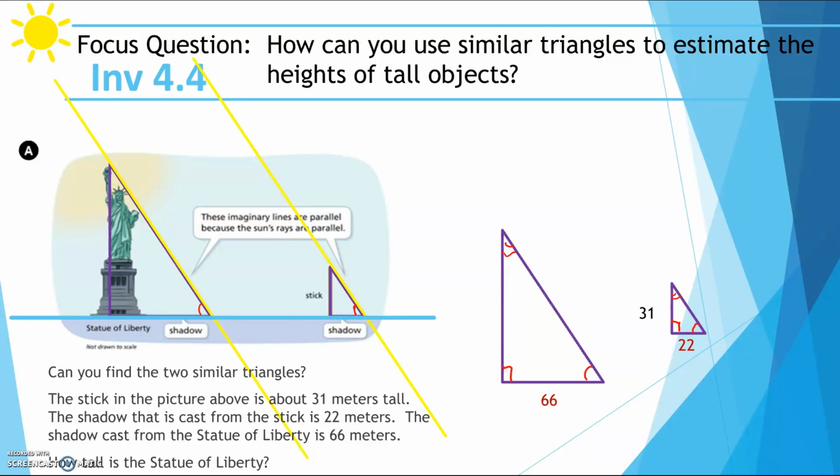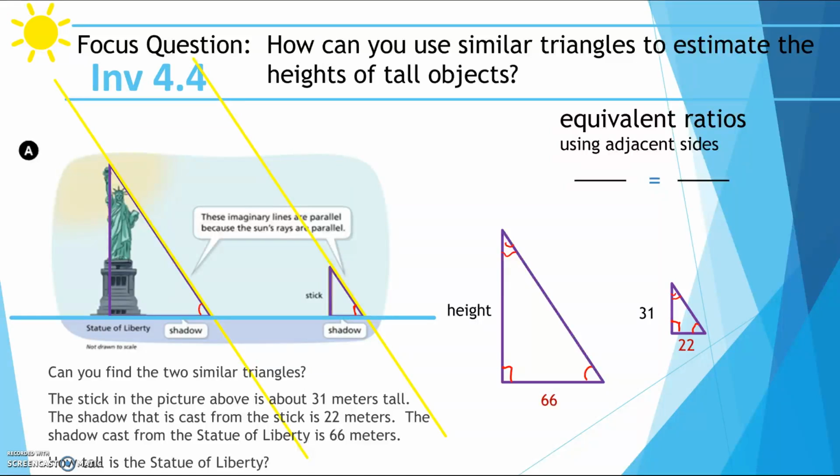So now we're going to use the idea that these are similar. And we are going to try to find this missing side length here, the height of the Statue of Liberty, or the height of our larger right triangle. And I'm going to do this by setting up equivalent ratios like I did in the last video. This time I'm going to use equivalent ratios using adjacent sides. This is one of the methods that you may choose. First, I'm going to look at the height of the small triangle, that's 31. And then the shadow that's cast for the small triangle is 22. Again, I'm comparing two sides that are next to each other within the small right triangle.